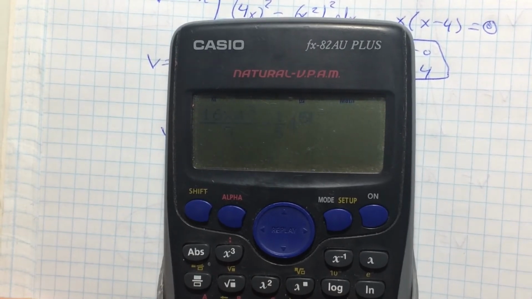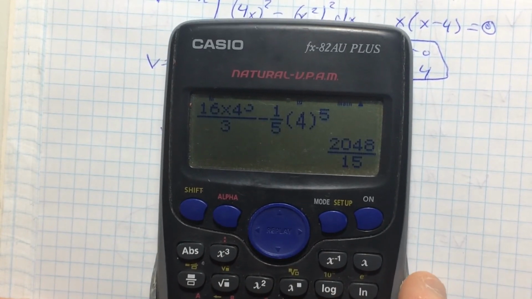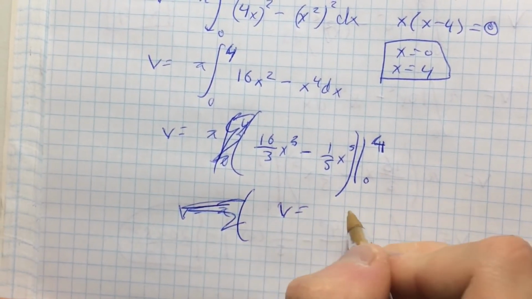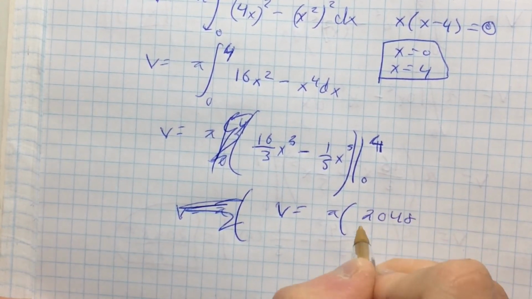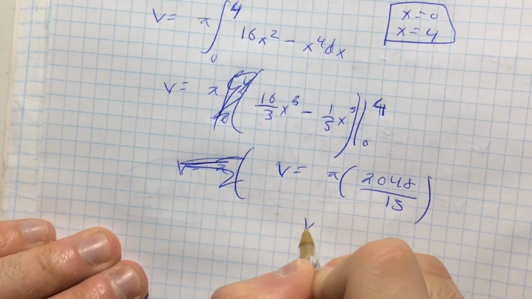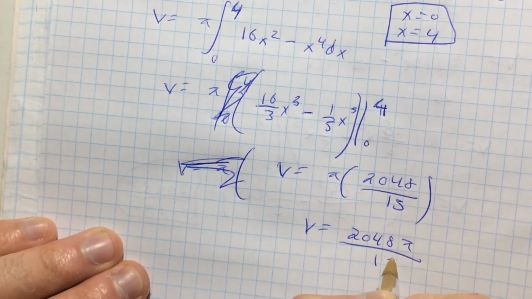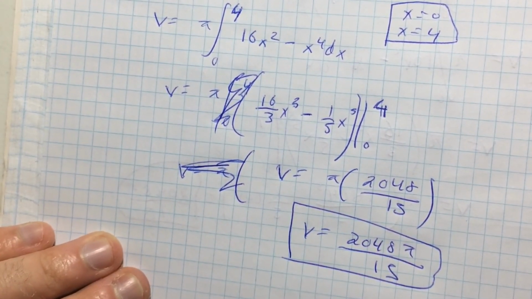Sorry, 4 to the 5th. Oh, syntax error. What have I done? 2048 over 15. Volume is equal to pi times 2048 over 15. I cannot speak, man. I'm so sorry. Therefore, volume is equal to 2048 pi all over 15. That's your volume. In the next video, I'll do the volume rotated around the y-axis. Anyway, peace out, my homies.